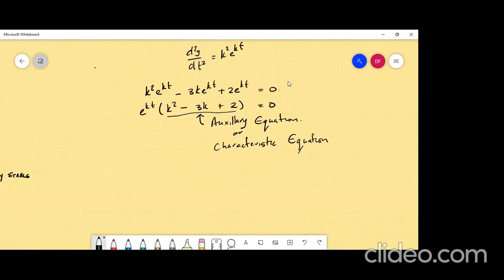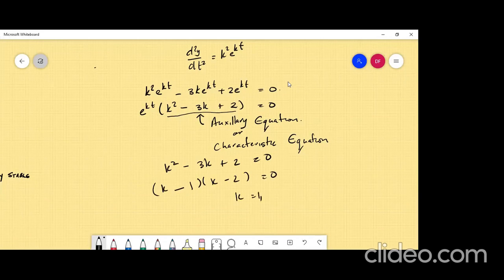So we have k squared minus 3k plus 2 equals 0. And we factorize that. That's k minus 1, k minus 2 equals 0. So we find that k equals 1 or 2. So therefore, we write down our solution as e to the kt. So our most general solution, we can put a coefficient before it, it doesn't change anything. E to the k is 1, so it's e to the 1t plus another coefficient, e to the 2t.